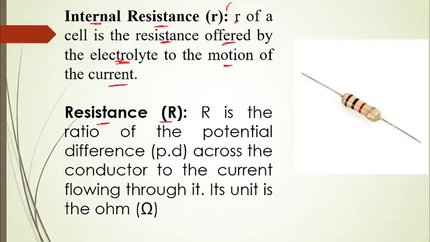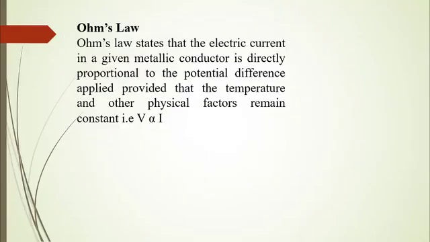What about this resistance? This one is external resistance, represented by capital letter R, and it is the ratio of the potential difference across the conductor to the current that is flowing through it, and it is measured in the ohms unit, as you can see from the slide here. Here is a diagram of what the resistor should look like.